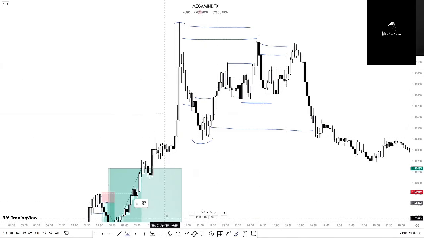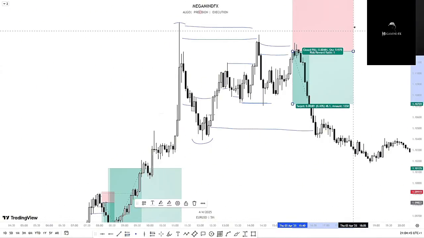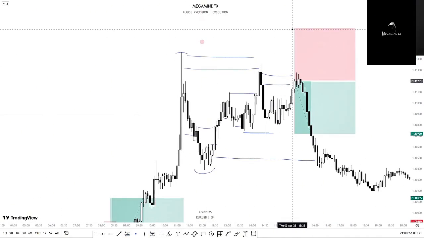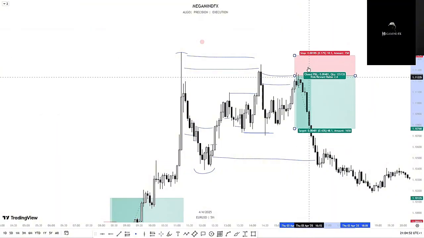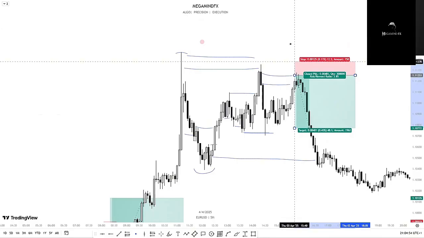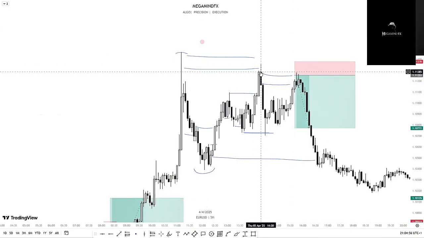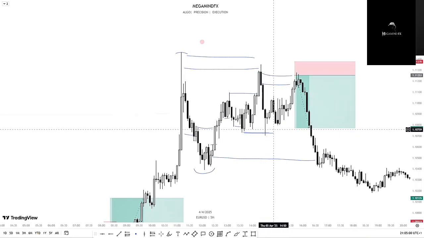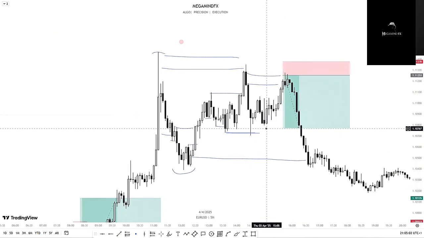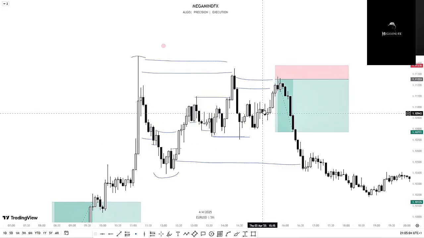So this would have been your entry. If you didn't get in on the first one, this would have been a beautiful entry for you. This also would have been a beautiful entry. This would have been a beautiful entry. No buys here. But meanwhile, what happened here? Do you have a DB for buy? Yes, of course, we had a DB.